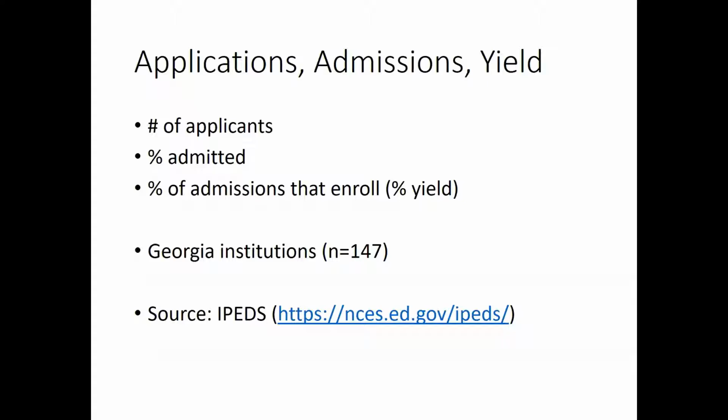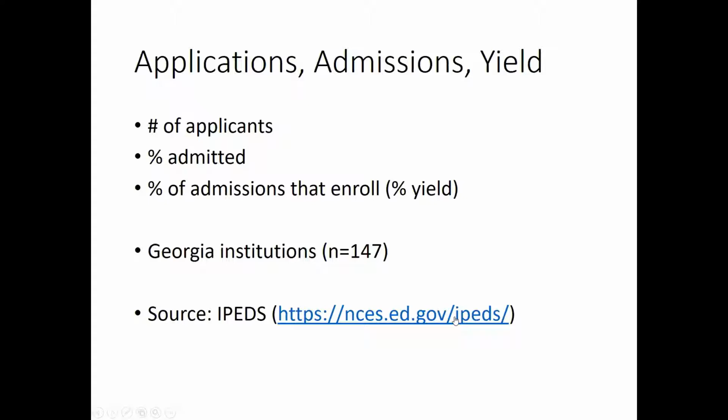So this week our example data in class is looking at applications, admissions, and yield for students that are entering college. Number of applicants, percent admitted, and then of course the percent of those admissions that actually enrolled are the yield. And I've got example data. It's real, it's public. It is all Georgia institutions, post-secondary as a whole. And the source for this is actually a data source that I'm very, very familiar with.